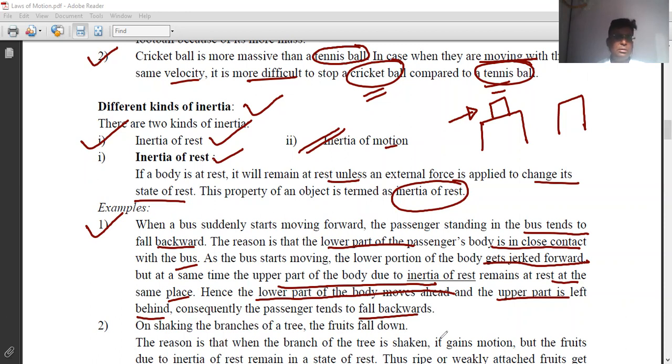That is called inertia of motion. ठीक है? Or, when we are at rest, it is called inertia of rest. So this is the example of that. So write this one. Yes, I took the screenshot.